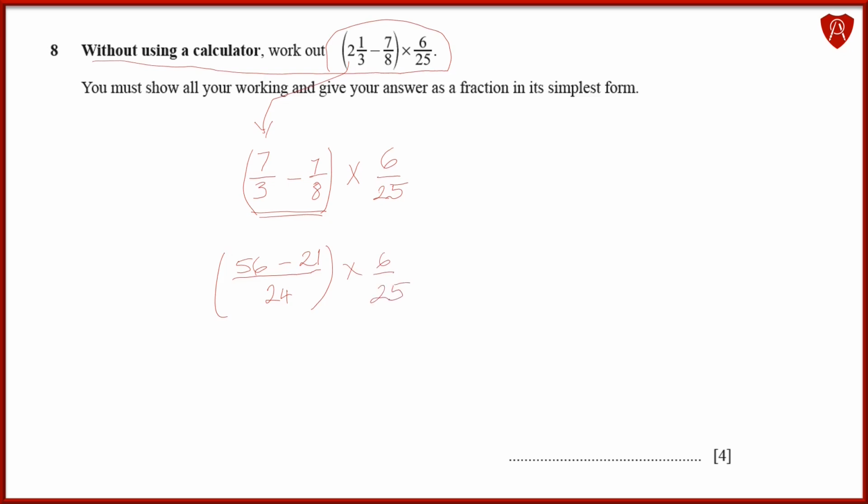Inside the brackets, we get 35 over 24. Outside the brackets now, 6 over 25. These can divide into each other to give us 1 here, 4 here, 5 here if you divide by 5, 7 here if you divide by 5. So the top numbers remaining are 7 and 1, we multiply them, and the bottom numbers are 4 and 5, we multiply them, and there is our answer, 7/20, and it's already in its simplest form as required.